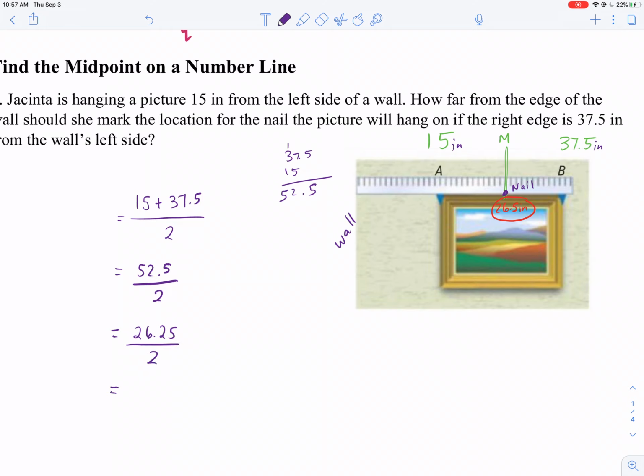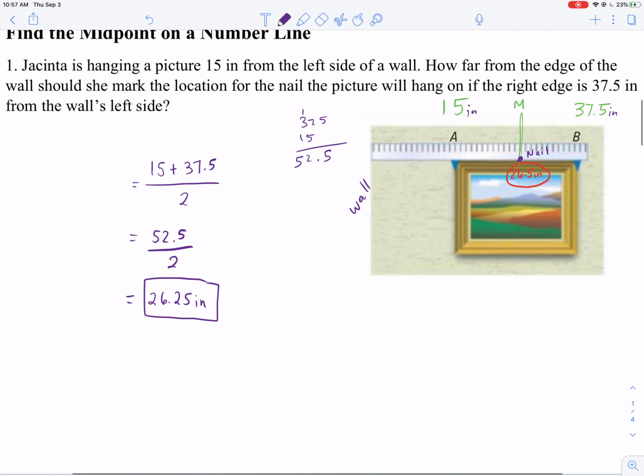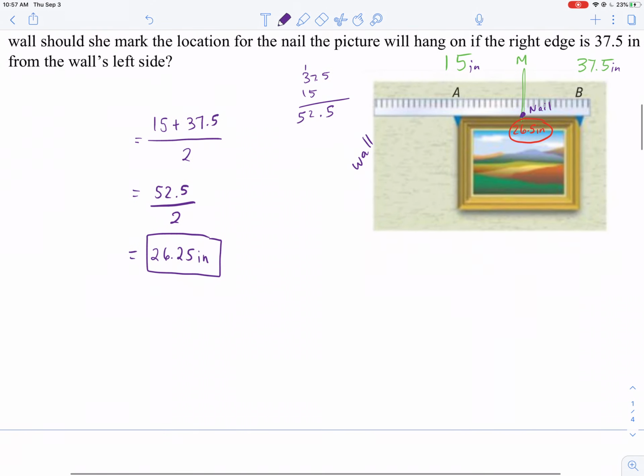Okay. Oh, I'm sorry, I mischanneled. I can't do both things at the same time. And we're going to say at 26.25 inches. So 26¼ inches is going to be about where we're going to hang that. Okay. All right, moving on to the next one.